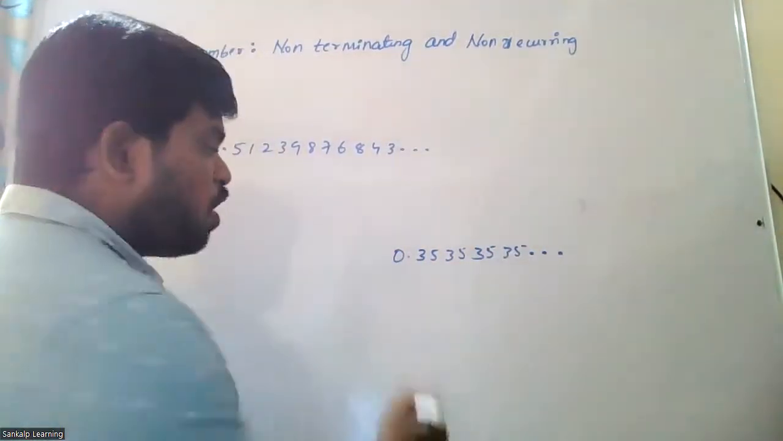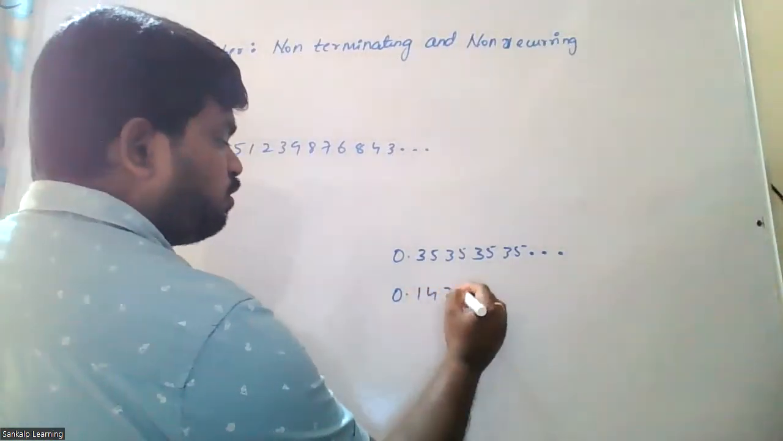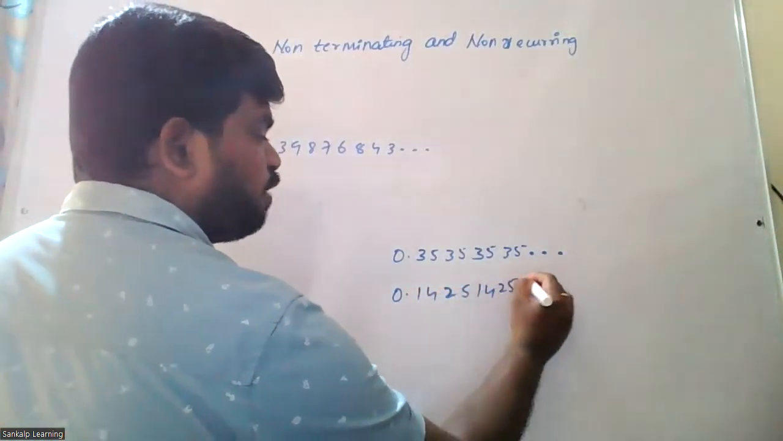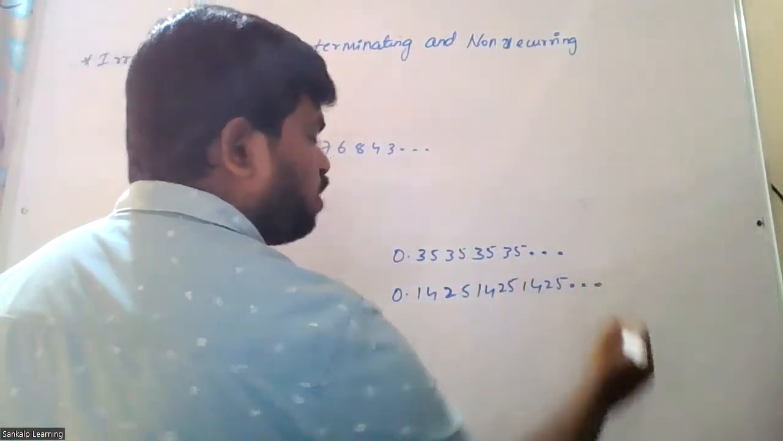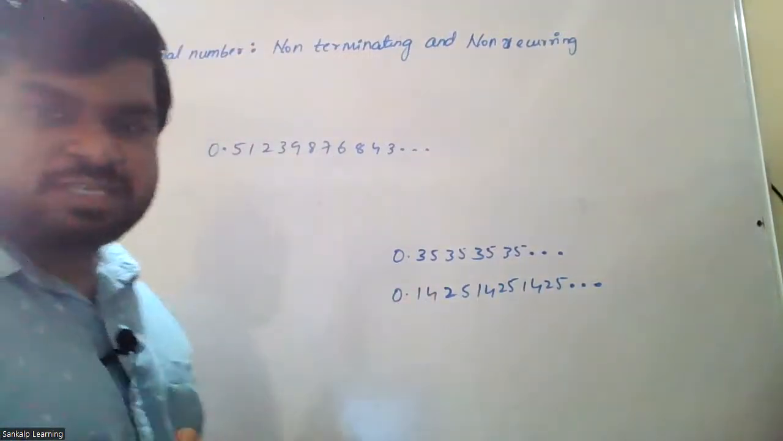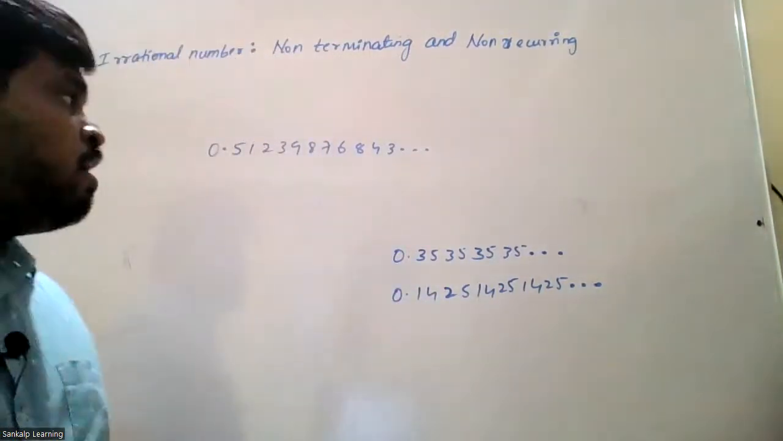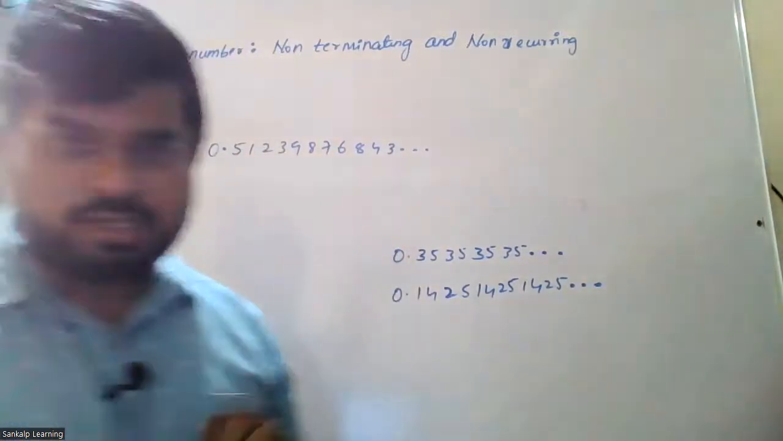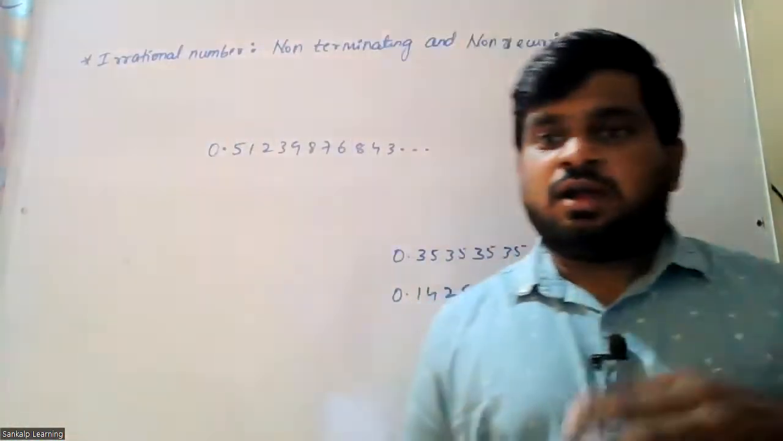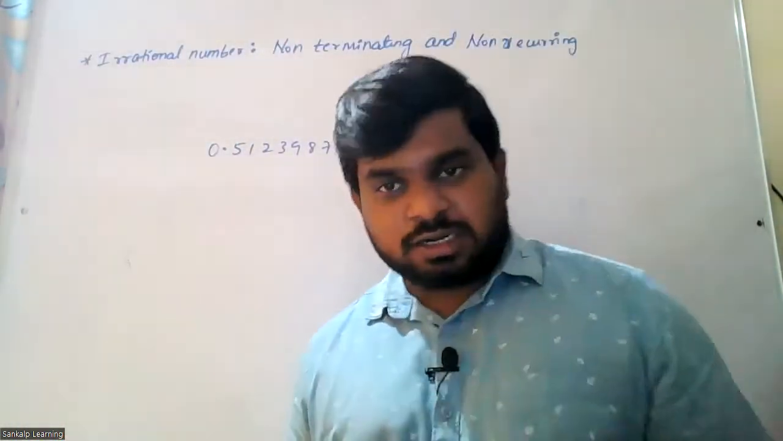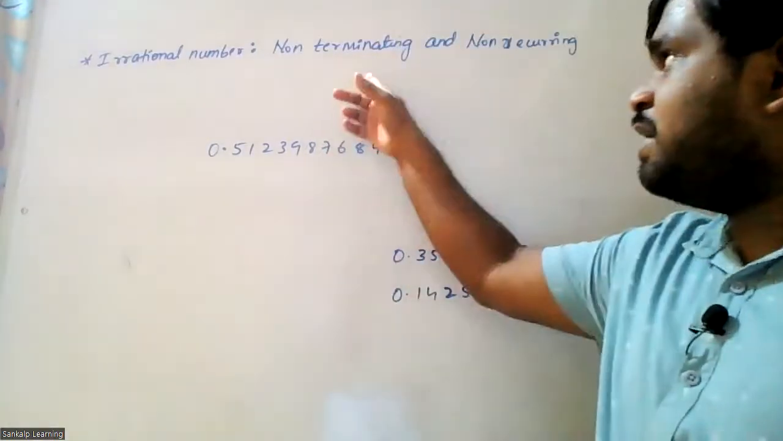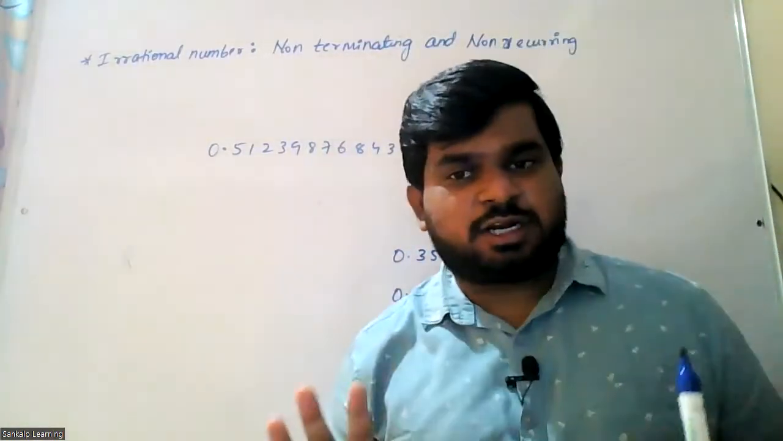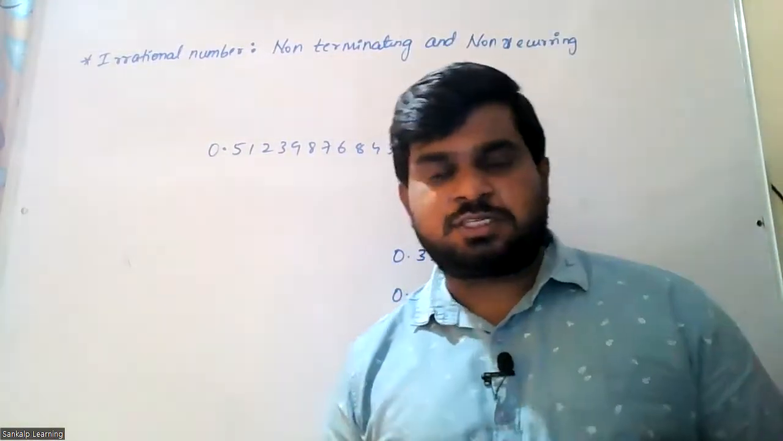This is a pattern. Or it might be 1425, 1425, 1425, and so on. You can see there is a pattern. There is a set of digits repeating themselves again and again. But here there is no pattern as such. So these kinds of decimals which are not repeating and not terminating, that is non-terminating and non-recurring, are said to be irrational numbers.